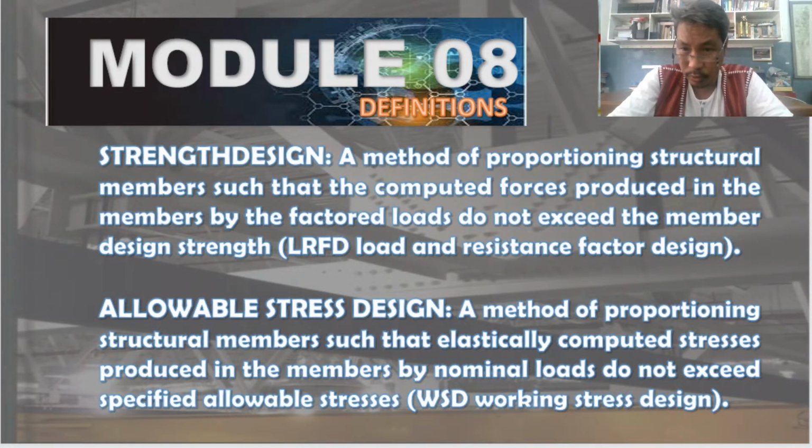Also proportioning the structural members, because we are designing. So strength design and allowable stress design are both design methods. They try to find out the correct ratio and proportion of the dimension. It is also called working stress design, or WSD.